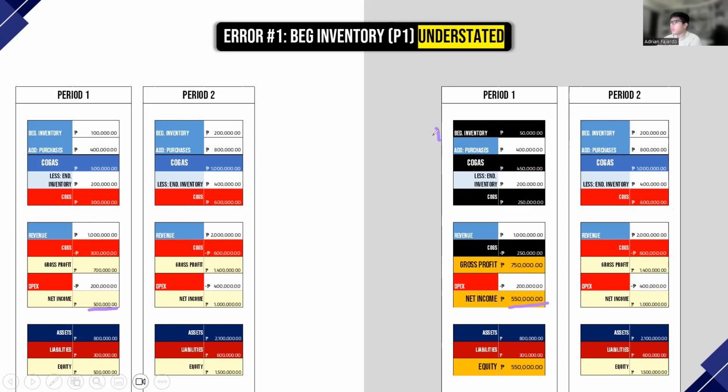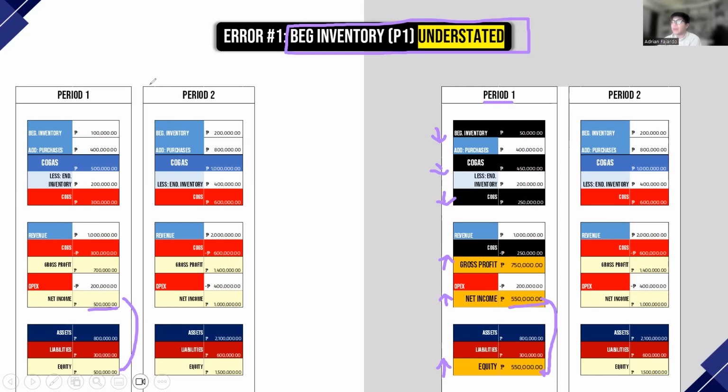Understated si inventory, si COGS. Overstated si gross profit, si net income. And therefore, dahil yung net income mo dictates your equity, kasi tara mo, 500 to, 500 yan, 550 to, 550 to. Overstated rin si equity. So, ano yung effect ng isang mistake? Na-understate mo yung beginning inventory in period 1.